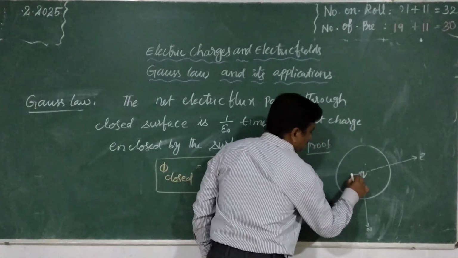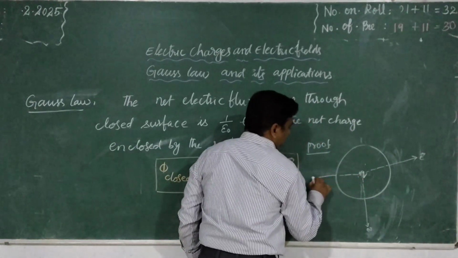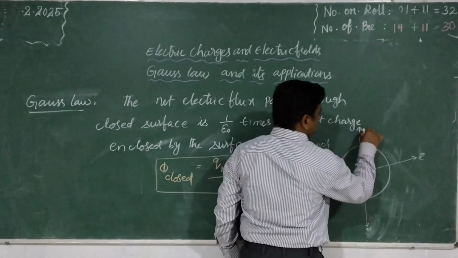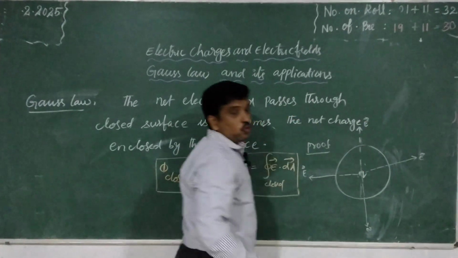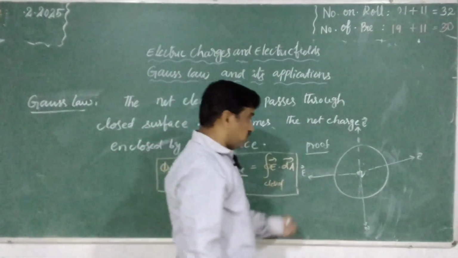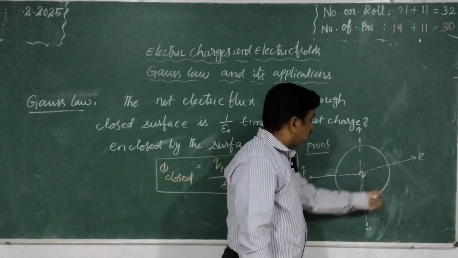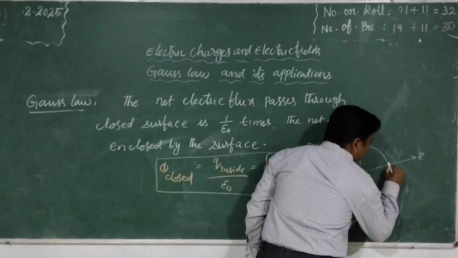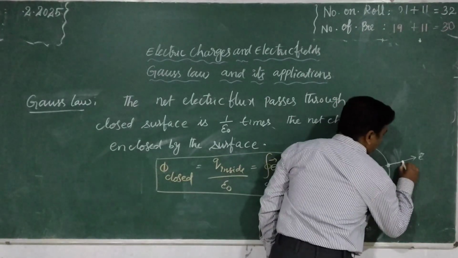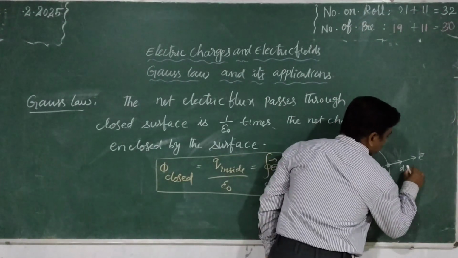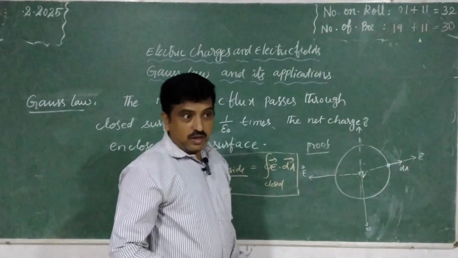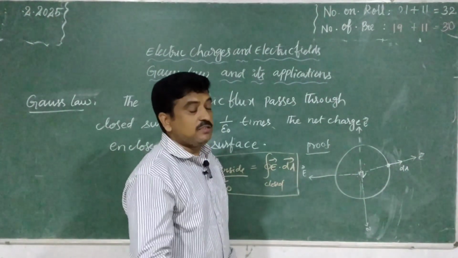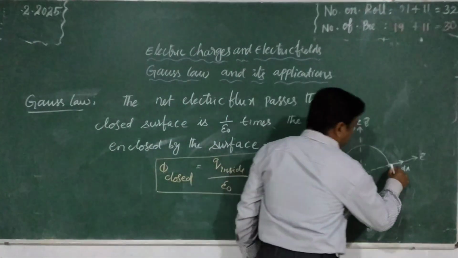See, on this side the electric field is outward, radially outward because of the positive charge. This means the electric field lines pass through this closed surface. We can select a small area here. The area vector for a closed surface is always taken as the outward normal, so this is the area vector, along the electric field.